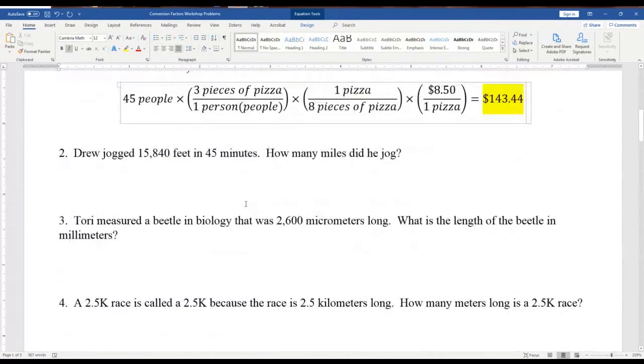All right. Now, sometimes you'll get more information than you really need in a problem. You might be tempted to try to work in all the numbers in a given problem, but it's not always necessary. For example, it says Drew jogged 15,840 feet in 45 minutes. How many miles did he jog? So what number would I start with here? The feet he went. Yeah, the feet he went.